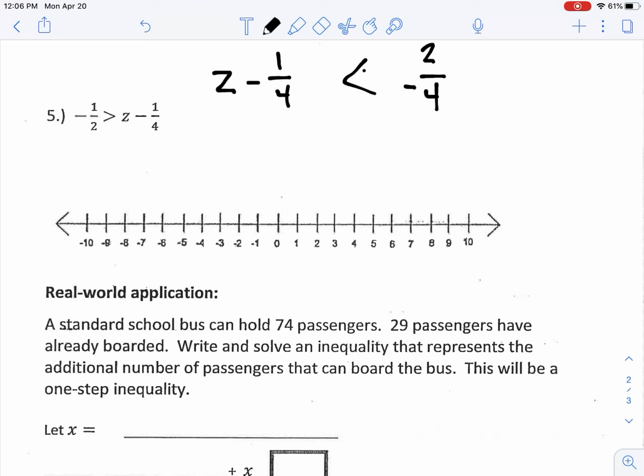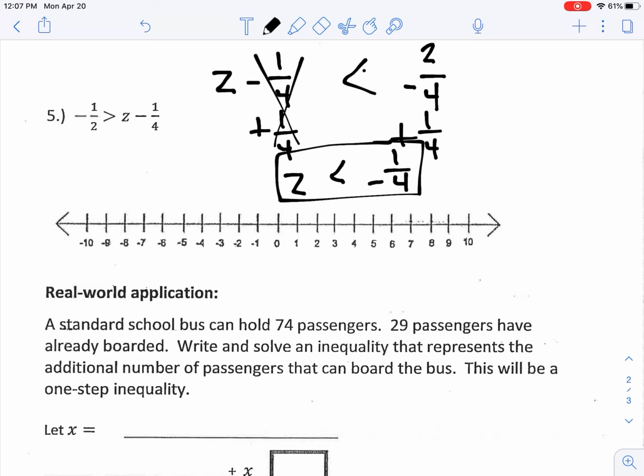All right, so time for inverse operations to isolate that variable. We're going to add 1/4 on the left, which means we have to do the same thing on the right. Negative and positive cancel. We have z is less than. Now we've got to look carefully at our signs. We had a -2/4 and a positive 1/4. So if I'm just looking at my numerators, I've got a -2 and a positive 1. So -2 plus 1 is -1. So that would be -1/4. Put a box around your solution. Z is less than -1/4.